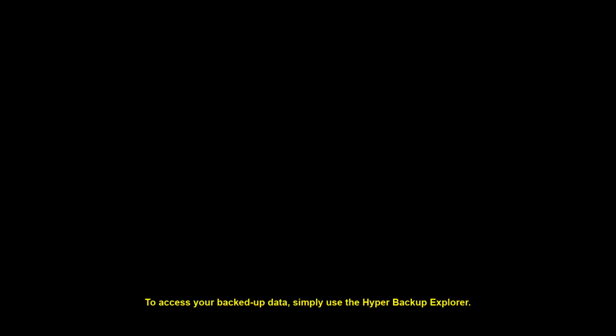To access your backed up data, simply use the Hyper Backup Explorer. From here, you can restore files or folders as needed. Make sure to regularly verify the integrity of your backups for peace of mind. That's how to effectively back up your NAS data using Synology Hyper Backup.